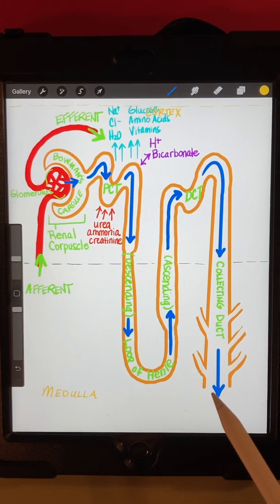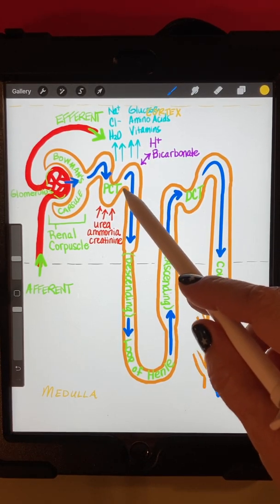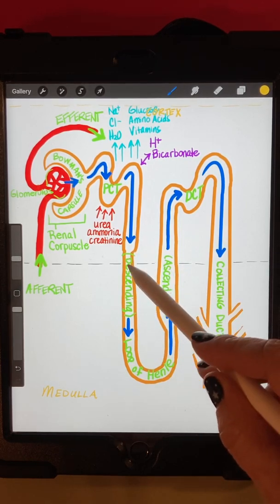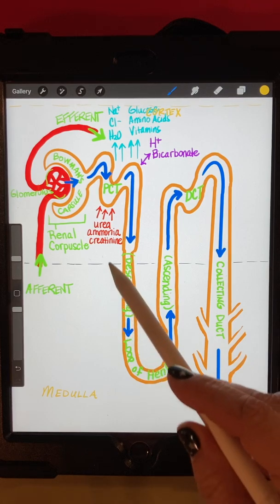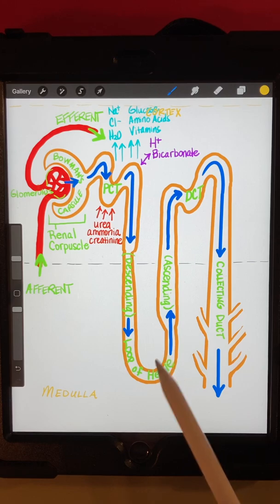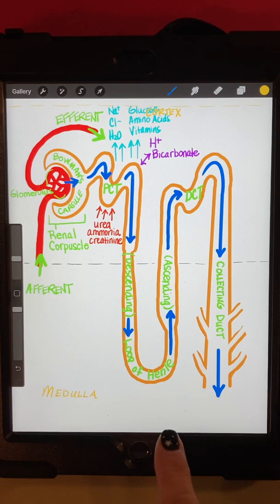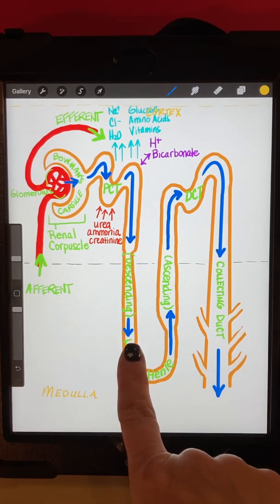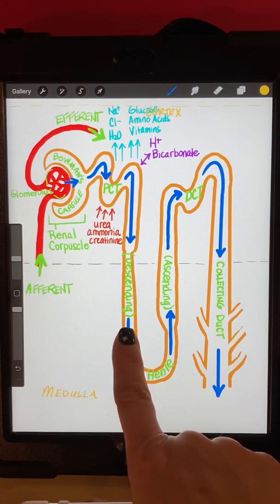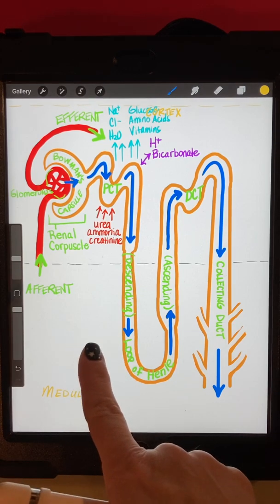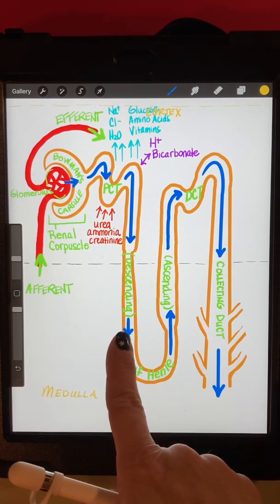depending on the pH, because it's a balance of the pH of the body. So from the proximal convoluted tubule, it's going to go down into the descending loop of Henle, and this dips down into the medulla of the kidney. So the descending loop is impermeable to ions at this point, but very permeable to water. So water is going to flow out of the descending loop into the interstitial fluid by osmotic pressure.